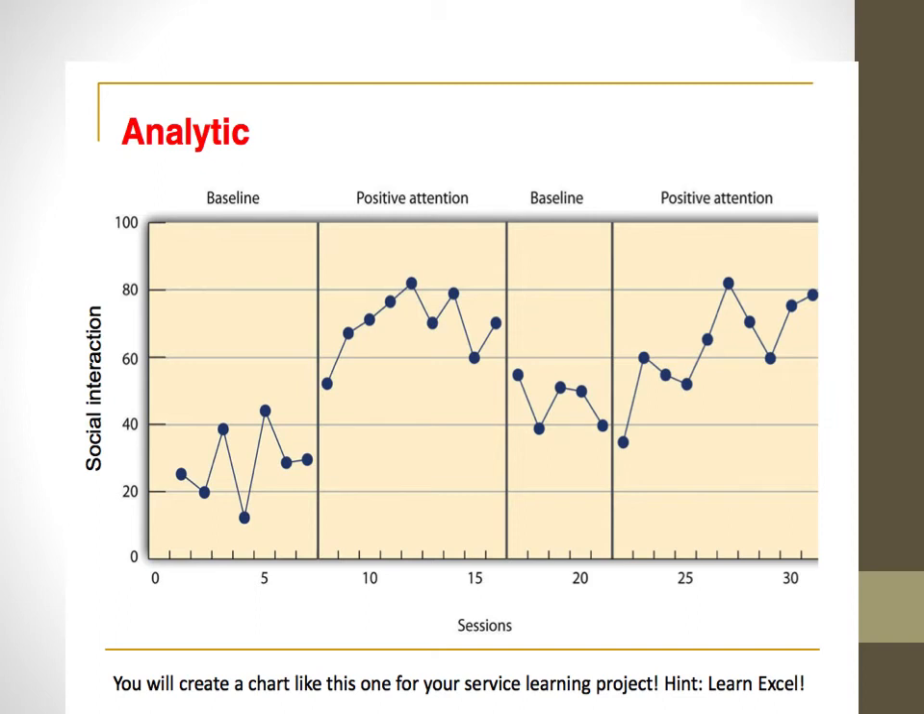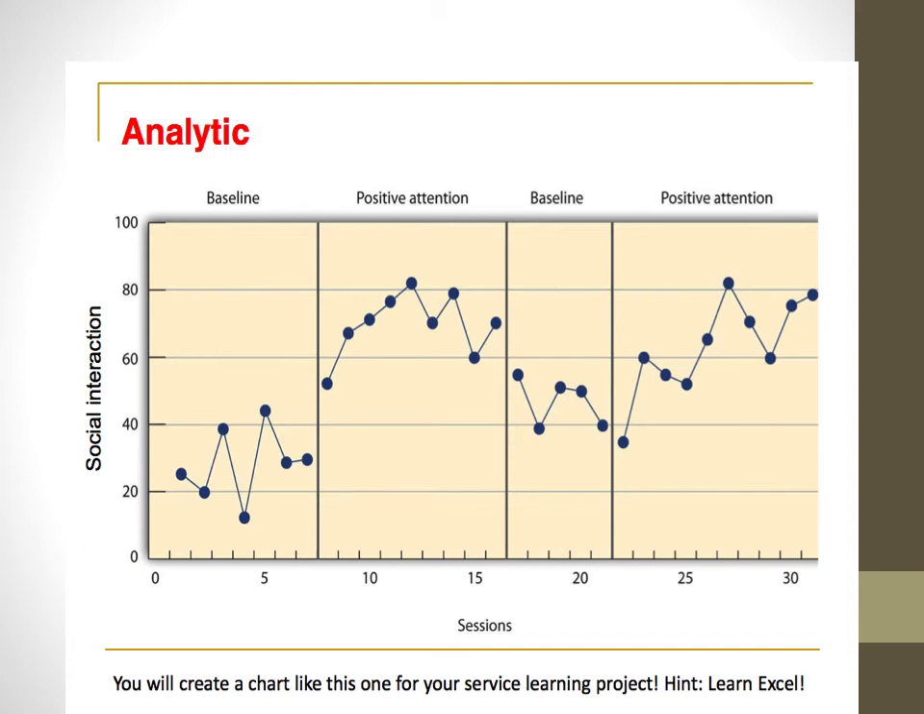And then when she introduced the intervention, which is positive attention, behavior goes up, which is social interaction. The frequency of social interaction goes up with the intervention. So the one experimental control is observed, right?